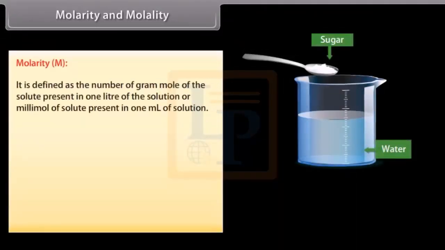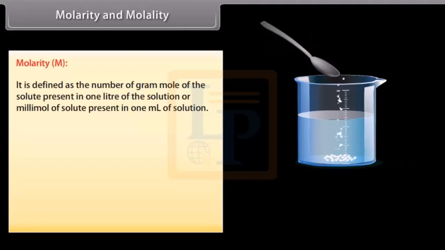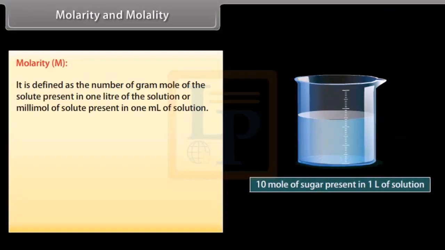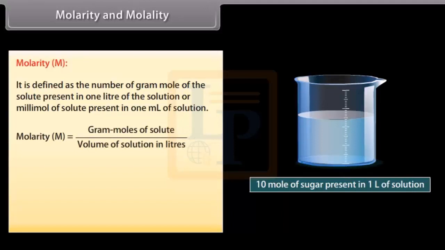Molarity and molality. Molarity. It is defined as the number of gram mole of the solute present in 1 liter of solution or millimole of solute present in 1 ml of solution. It is represented by M.